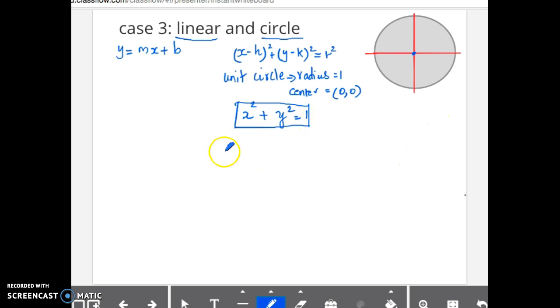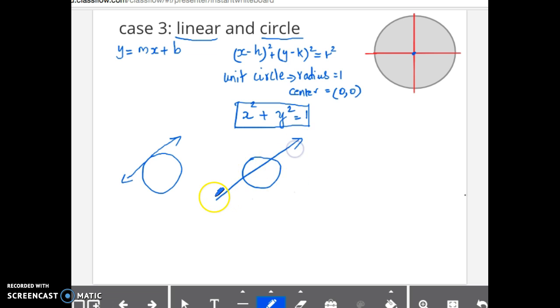Now, what are the different possibilities that can happen here? You can have a circle and you can have a line just touch it at one single point. You can have a circle and a line intersect it at two different points. You can have a circle and a line that will not touch it at all. So there are three different possibilities here.